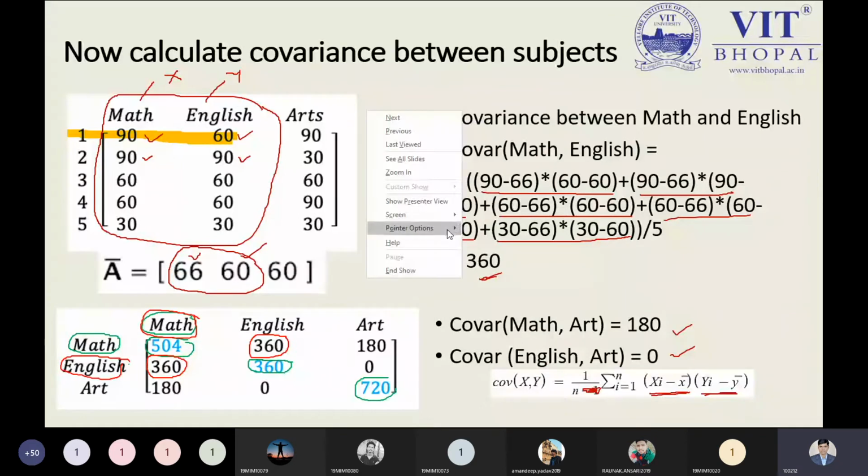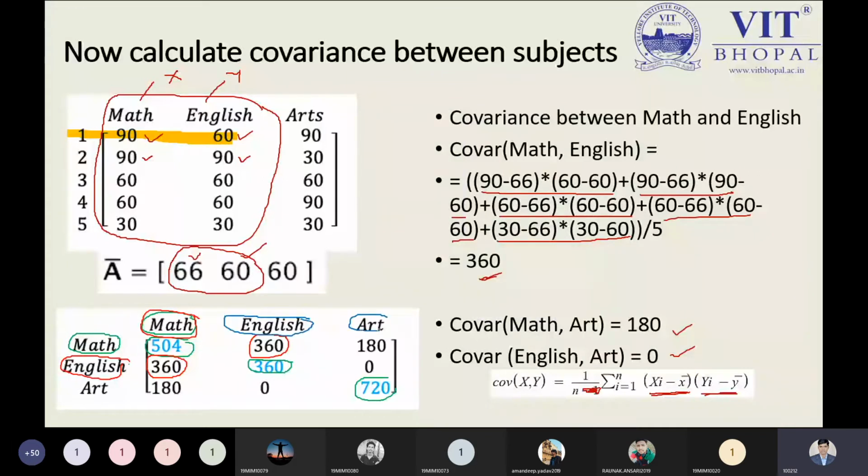You can choose English and art right now. Let me explain with different colors so you will be able to understand. I'm opting for English and art, marking English with another circle in a different color. So for English and art we are getting 0, and here we are also getting 0. Now it is clear to all how to draw the covariance matrix. Is it clear to all?